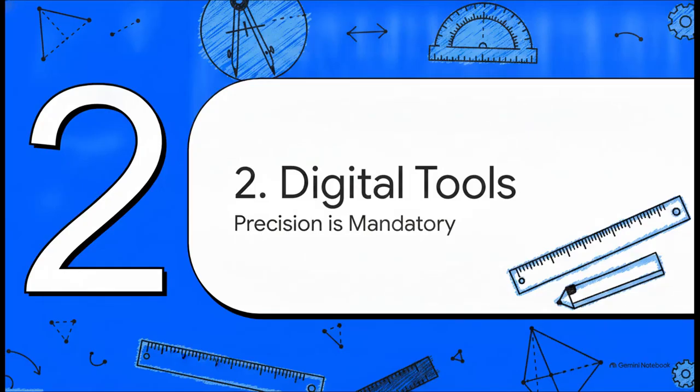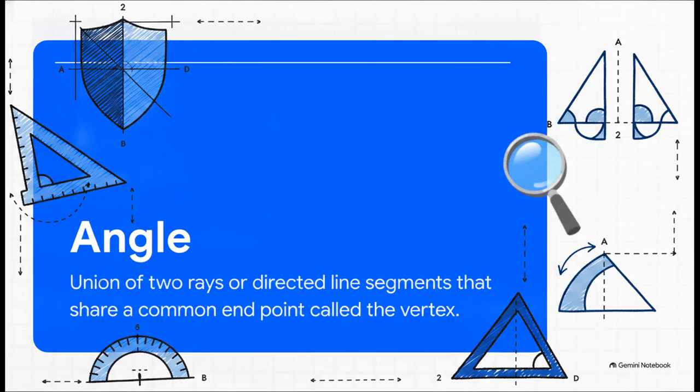Section 2, digital tools and vocabulary. Precision is mandatory. Now, to build a truly rock-solid mathematical defense, formal definitions are absolutely your best weapon. Take the definition of an angle, for instance: the union of two rays or directed line segments that share a common endpoint called the vertex. When you write out your mathematical explanation, using this exact kind of rigorous language proves that you understand that rigid motions, like rotations, keep these specific angle measurements exactly the same from the pre-image straight through to the image.